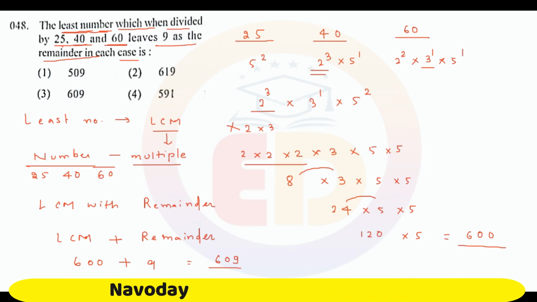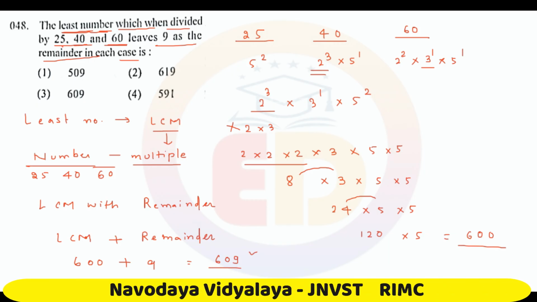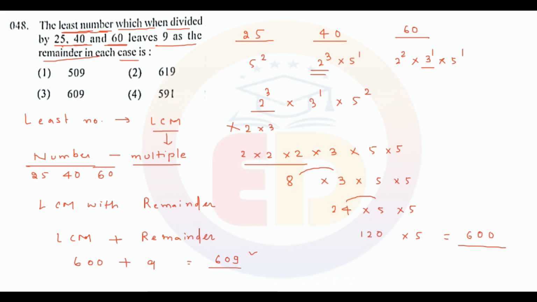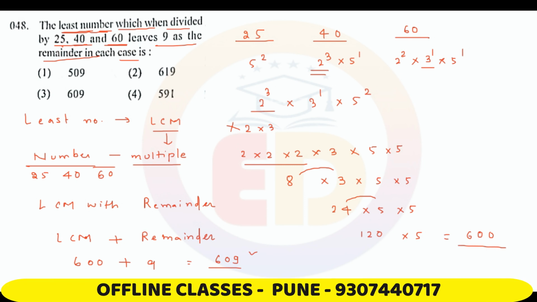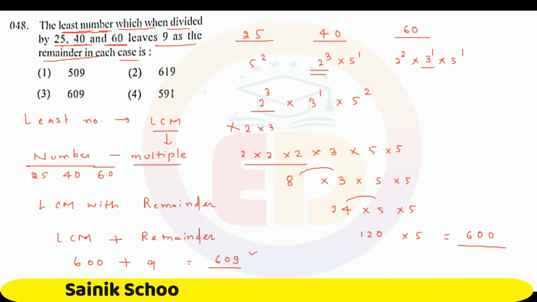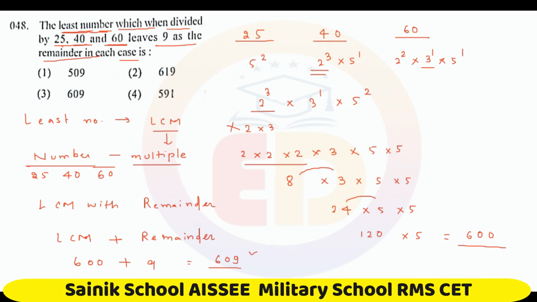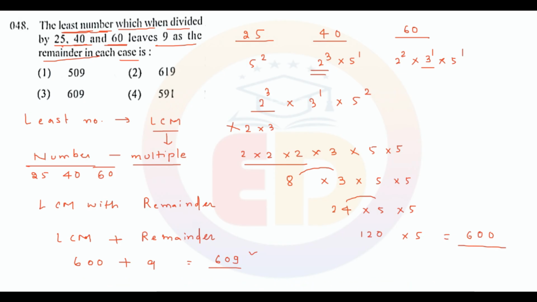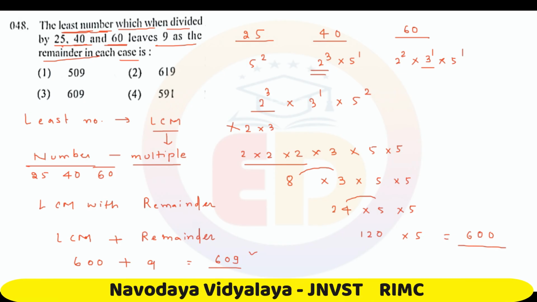Now here we have used the method of prime factorization for finding LCM. You can also do the same by using the common division method. Both are same. You can use the method in which you are more comfortable. Answer is option 3.